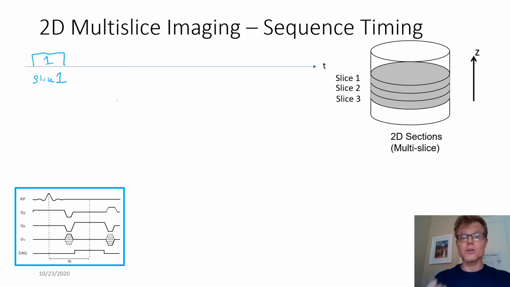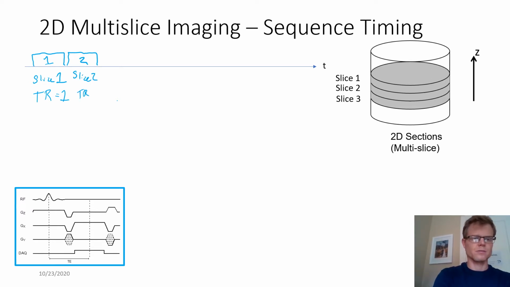And recall that we have to do multiple TRs to resolve our image. So this is going to be TR number 1 as well. And so the way we do 2D multi-slice imaging is, what do we do next here? The typical way to do it is in what's called an interleaved fashion, where right after doing this excitation and acquisition for slice 1, we're going to move on to doing the excitation and acquisition for slice 2.